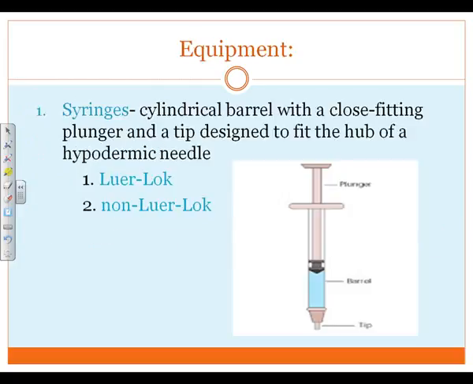Alright, there's some equipment that you need to be aware of. The first thing that you're going to need to draw up medication is a syringe. These are cylindrical barrels with a close-fitting plunger and a tip designed to fit the hub of a hypodermic needle. Most of the little stoppers in the bottom have a little triangle-looking appearance. When you're measuring your medication, you measure it from the bottom of this triangle, so right here.